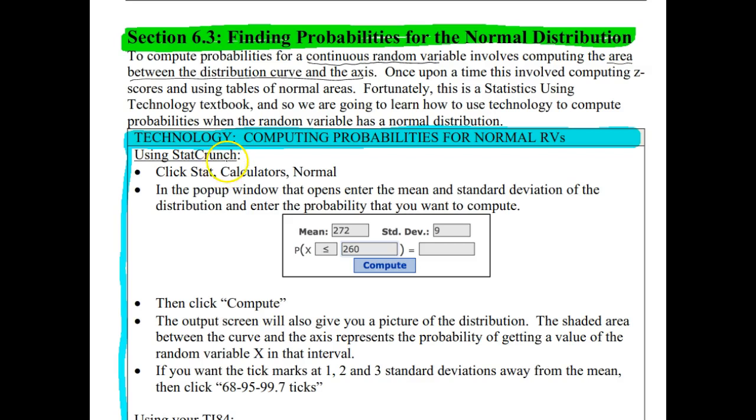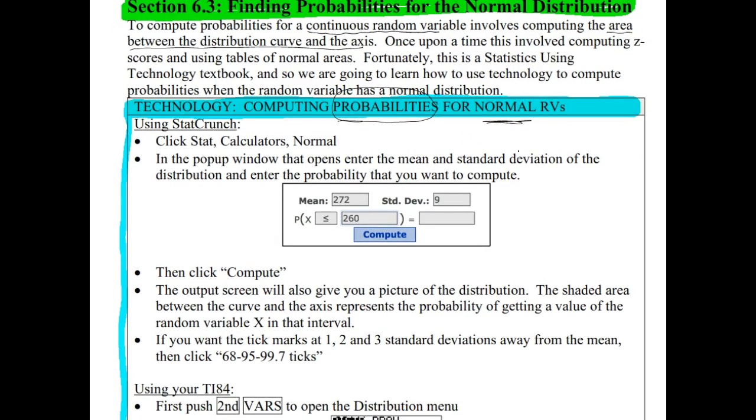So the first technology that we're going to look at is for computing probabilities for normal random variables. Our main technology here is going to be our calculator, because it's really no faster to do these in StatCrunch than on the calculator. And the calculator is what we will have access to on the unit exams and departmental final. But it is nice, if you already have it open on your computer screen, to get these probabilities there and to actually see some pictures that go along with them as well.